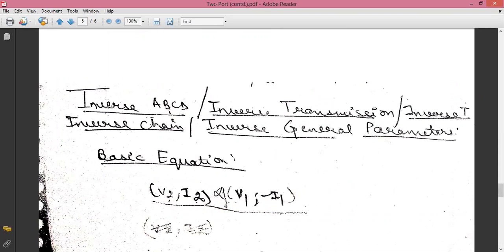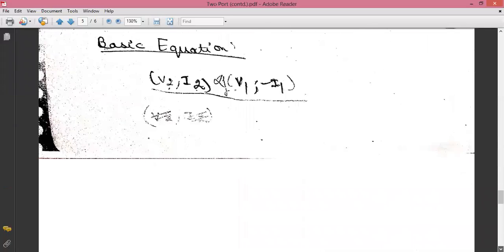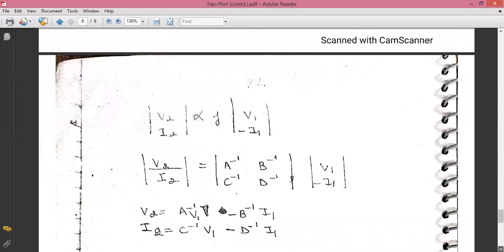So what I have to do, first of all, I took this in matrix form. So when I took it in matrix form, it is V2, I2 is a function of V1, minus I1. कॉन्स्टेंट पर्सनैलिटी को हटाया, इसकी जगह ए इनवर्स, बी इनवर्स, सी इनवर्स, डी इनवर्स इक्वेट किया मैंने, दैट इज रो को कॉलम के साथ. V2 इज इक्वल टू ए इनवर्स V1 माइनस बी इनवर्स I1, I2 इज इक्वल टू सी इनवर्स V1 माइनस डी इनवर्स I1. मेरे पास दो इक्वेशंस बन गई.